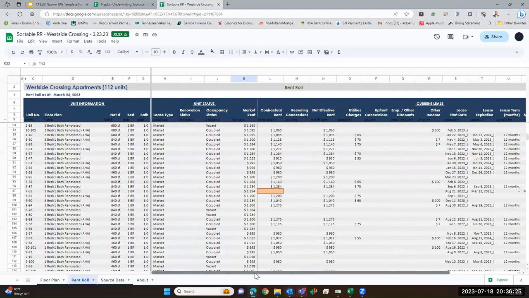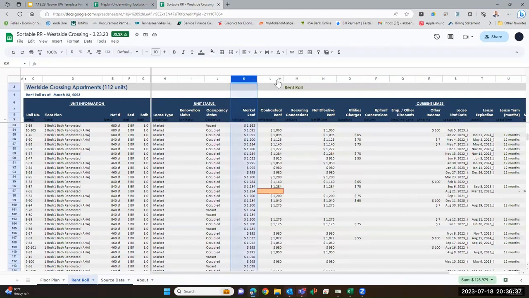Also, this is just a little nitpick more than anything. When you're looking at the market rent and the current rent, make sure you're only adding up the occupied units. That sounds crazy, but I've seen people put their current rent on vacant units as the market rent. And it's like, yeah, that sounds great, but it's not currently occupied. Make sure you can distinguish and differentiate those.